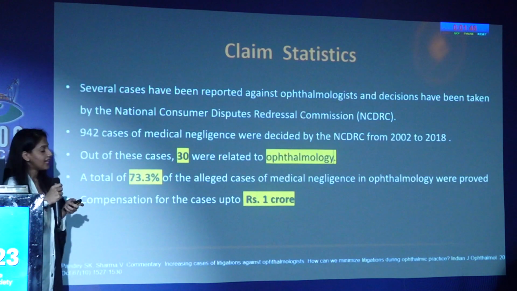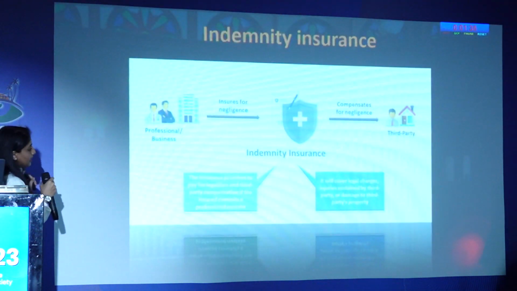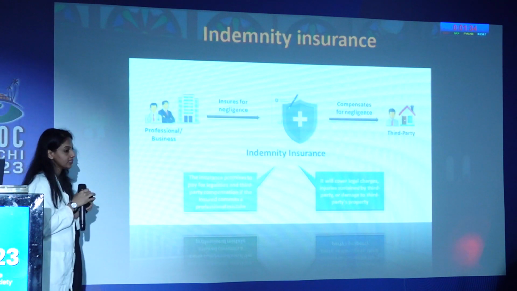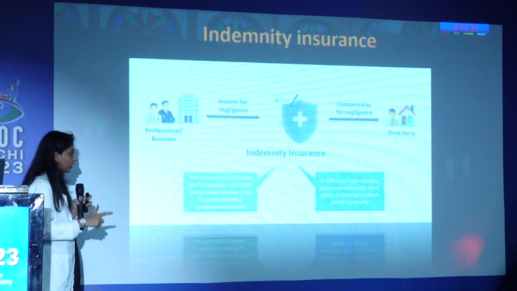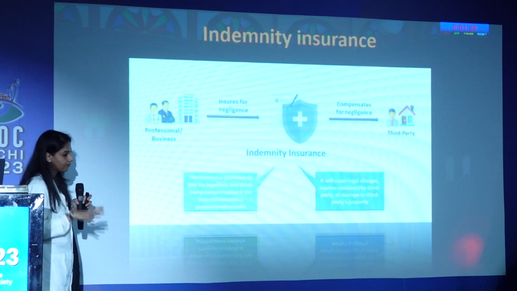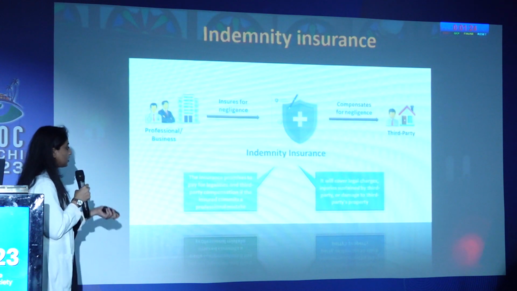And according to claim statistics, 73% of the alleged cases of medical negligence in ophthalmology were proved and were given compensation up to 1 crore. And in those cases, indemnity insurance comes to help, which insures the organization or a private individual if they are stuck with a criminal or a civil negligence case.